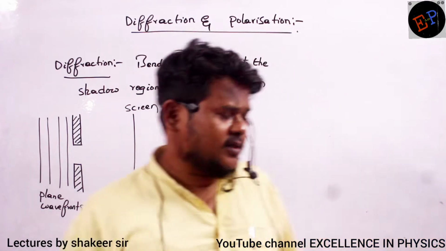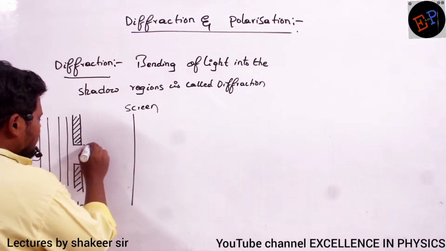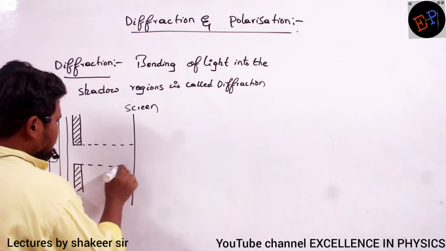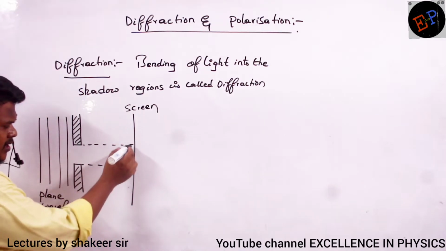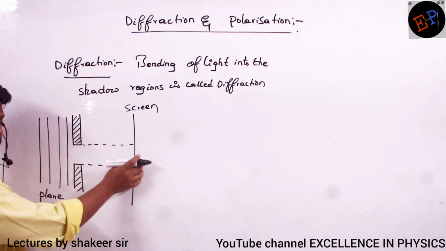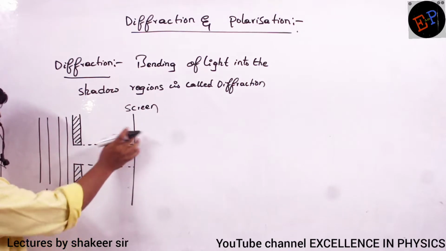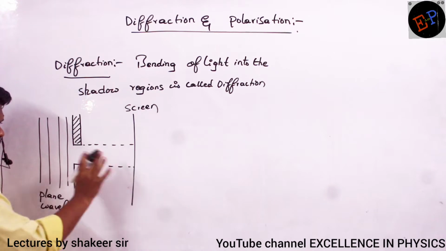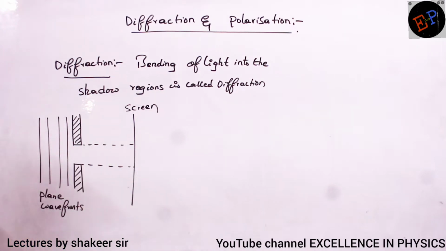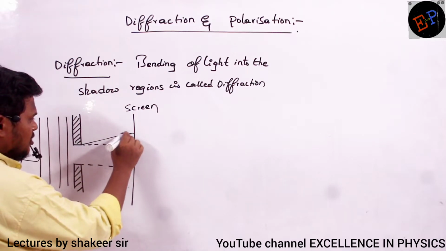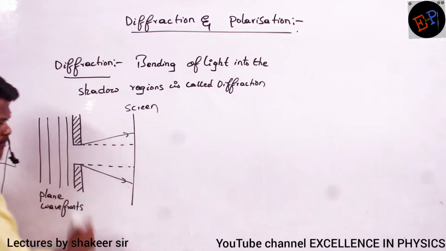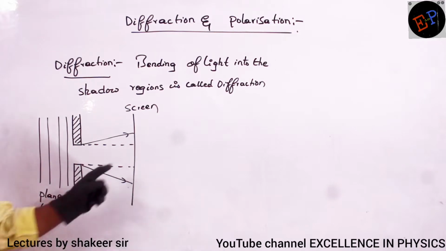So we expect that this light goes and falls on the screen. This is what we expect. Actually here light should be present. This region should be brighter. And here shadow should be present. Here also shadow should be present. But actually what happens is that light enters into the shadow region also. This property is called diffraction.